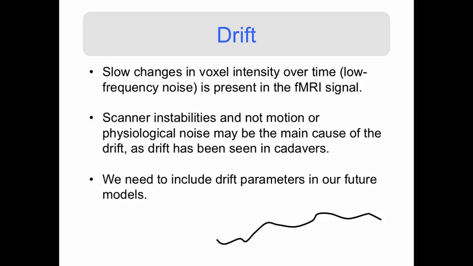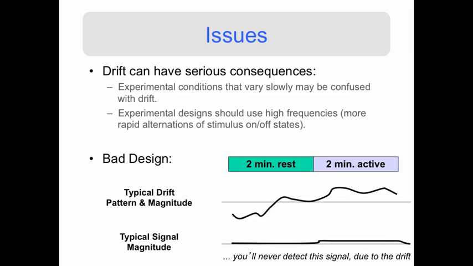models to incorporate this. Now, drift can have very serious consequences, and one is that experimental conditions that vary really slowly can potentially be confused with drifts. So basically, experimental design should use higher frequency, more rapid alternations of stimulus on and off states. So in the finger tapping, we shouldn't do 2 minutes of finger tapping and 2 minutes of rest, but rather we should do, say, 20 seconds of finger tapping, 20 seconds of rest more often.